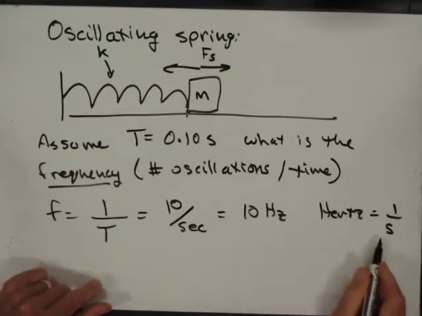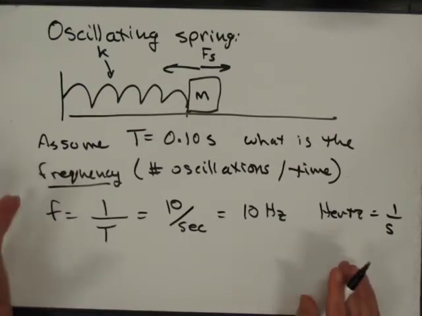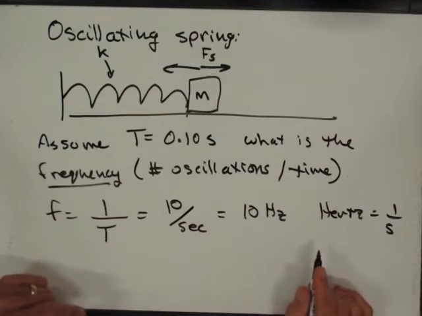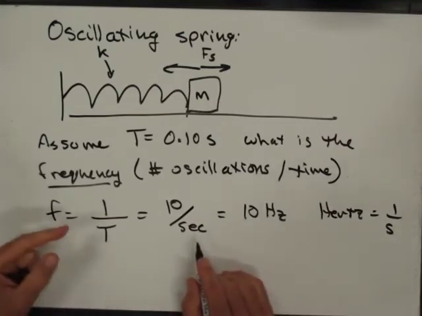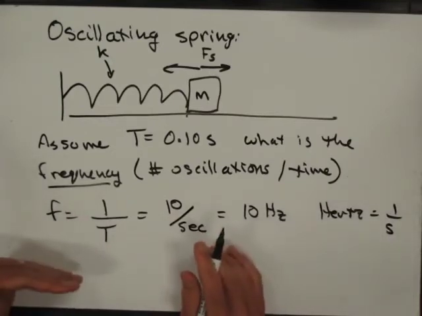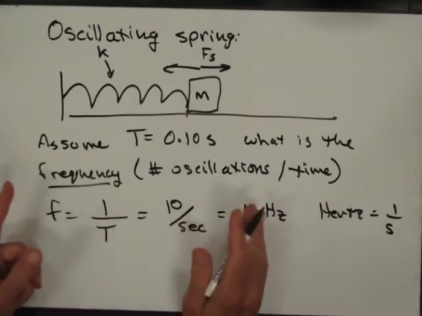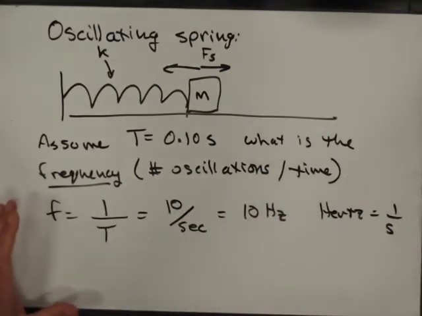A hertz is 1 over a second. So whenever you hear, like, the radio station is 95.5 megahertz, that's million oscillations per second. So that's what that means. So there's an example of how to calculate the period and the frequency for a spring, and now let's do it for a pendulum.